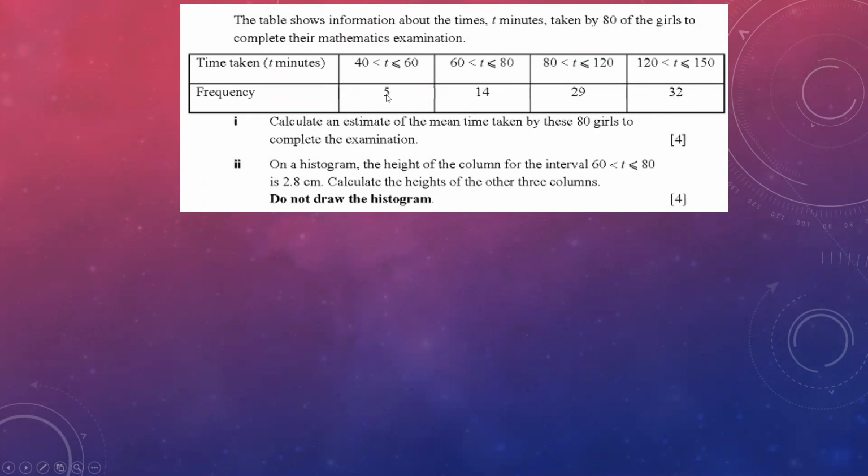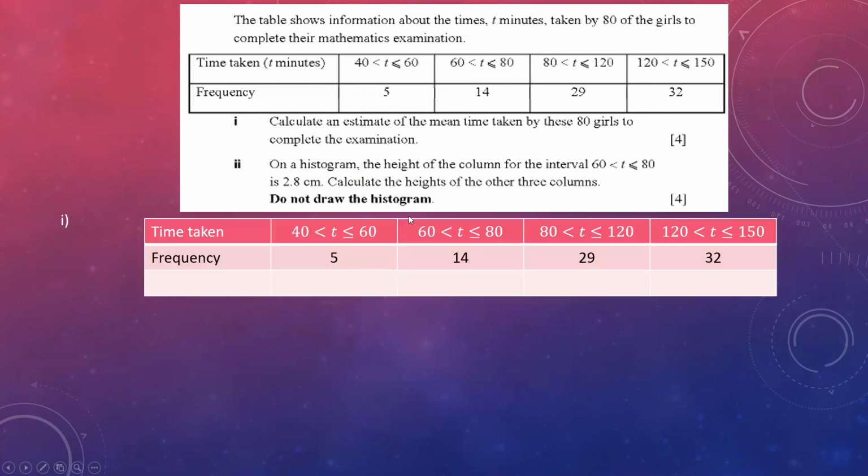So to find the mean, actually we need to find what we call the mid interval. Remember that? So I just copy this thing down. Mid interval is you add these 2 divided by 2. 40 plus 60 divided by 2, that's why you get this. So 60 plus 80 divided by 2, you get this, and so on.